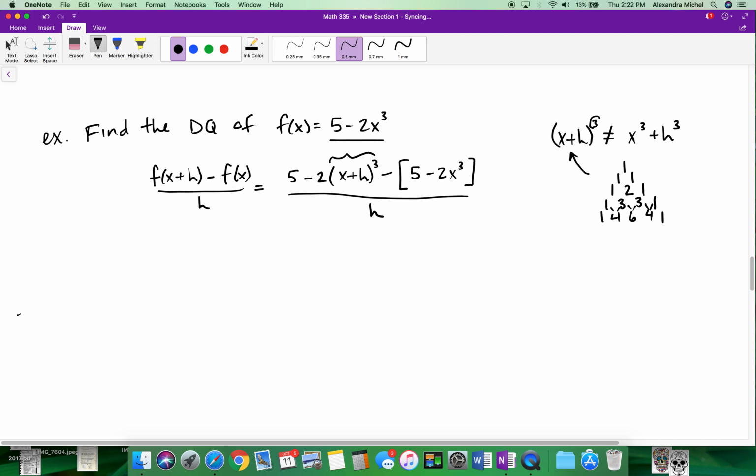So when I have cubed, I'm going to follow this row. And so when I multiply that out, I'm going to have x cubed plus 3x squared h plus 3xh squared plus h cubed. So I'm decreasing the powers of x and I'm increasing the powers of h as I fill that in. And my coefficients are 1, 3, 3, 1, just like this row over here. Okay? And I have a negative 2 out front and I have this 5, so I'm going to just rewrite everything, all over h.